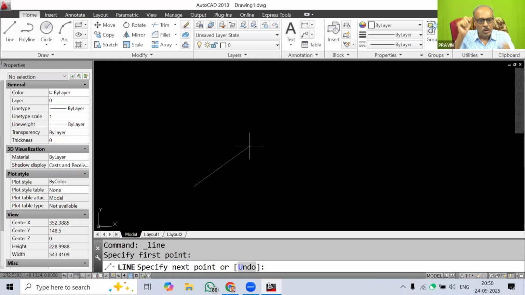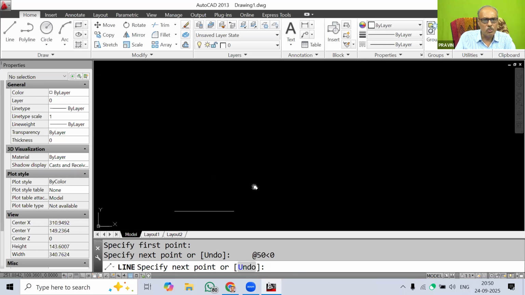So what I will do now, I have to type the coordinate. You have to remember the coordinate, that is at 50 less than 0, because I need a horizontal line of 50 mm. So 50 mm is the distance, less than, and the angle is 0 degree, meaning the positive x direction. That is the 0 degree angle. So I will press enter. Now you can see that a horizontal line was drawn.